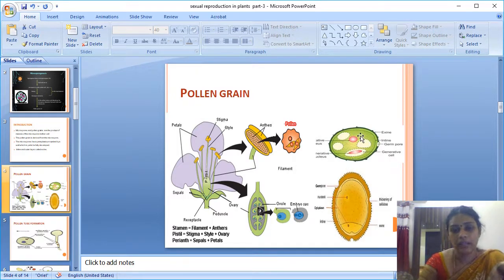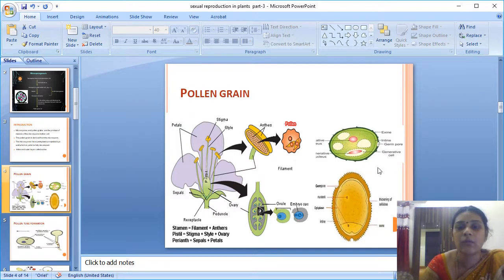In the intine layer, there is the food vacuoles present. If you see this intine layer, it is very thin and very uniformly arranged. If you see the exine layer, it is somewhat thick and it is not uniformly arranged around the pollen. That non-uniformity in the exine layer is very important.